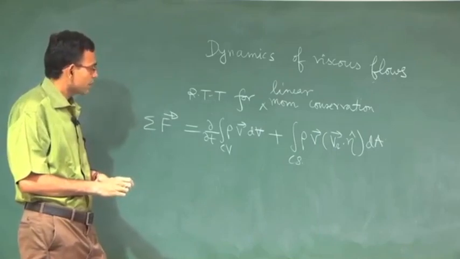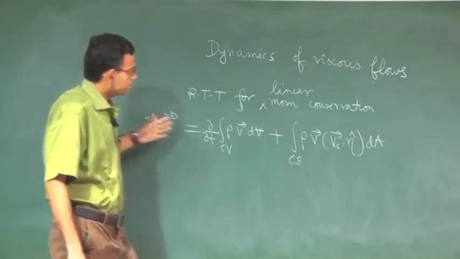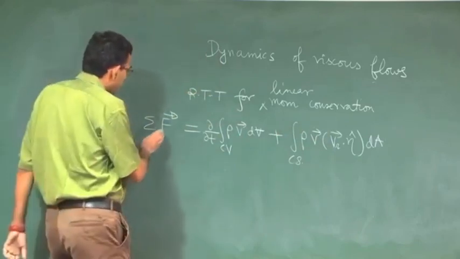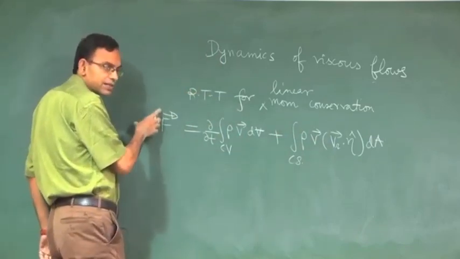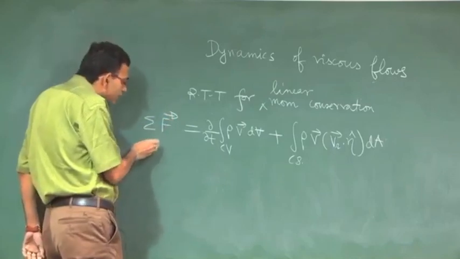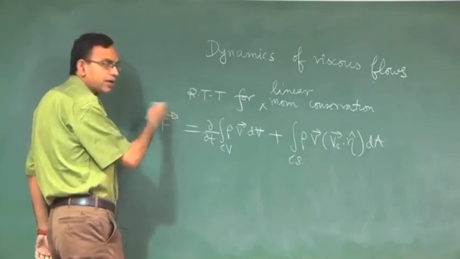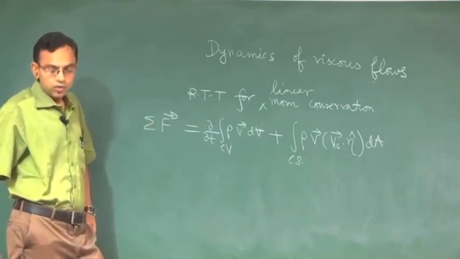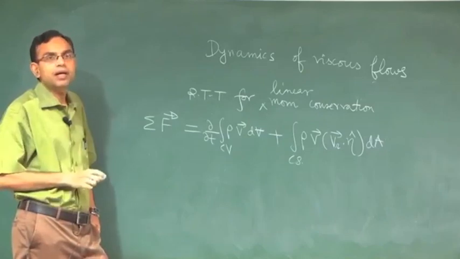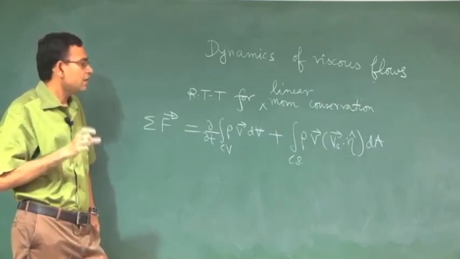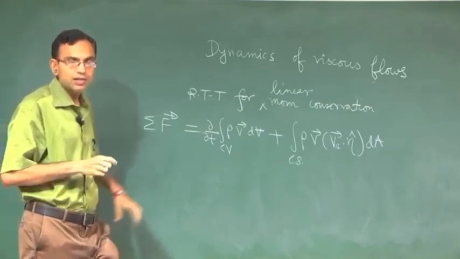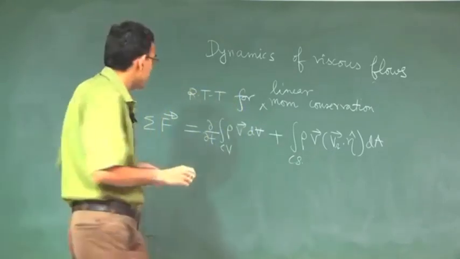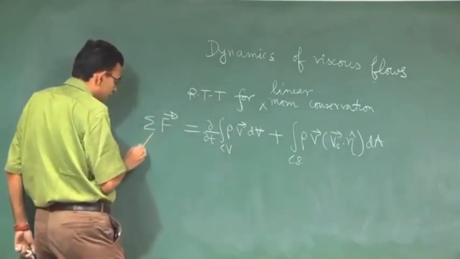Now, when we make this analysis, we are not very specific to these forces, but from now onwards we will specify what are the forces which are acting on the system. So, there are two types of forces in continuum mechanics which can act on the system. One is called surface force, another is called body force. So, I will explain what each are.